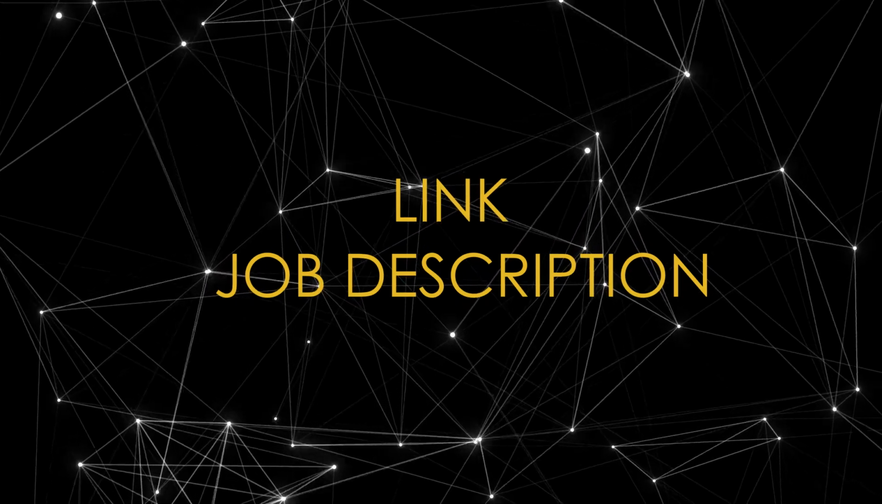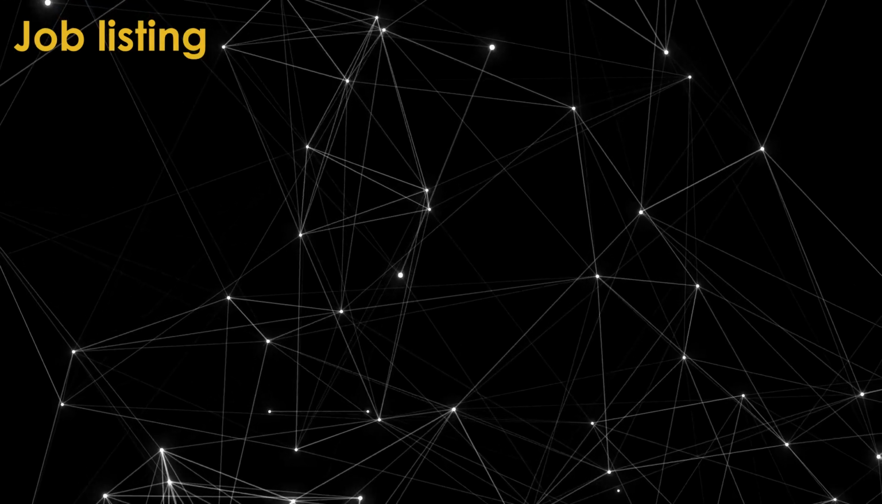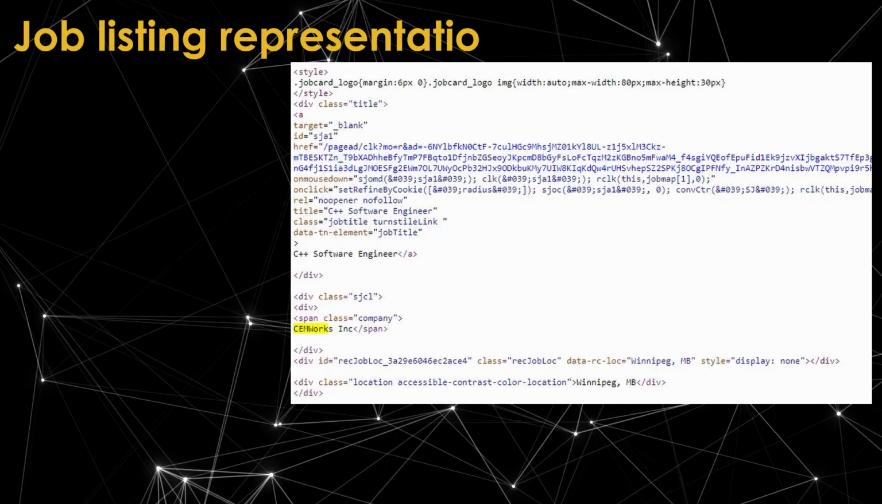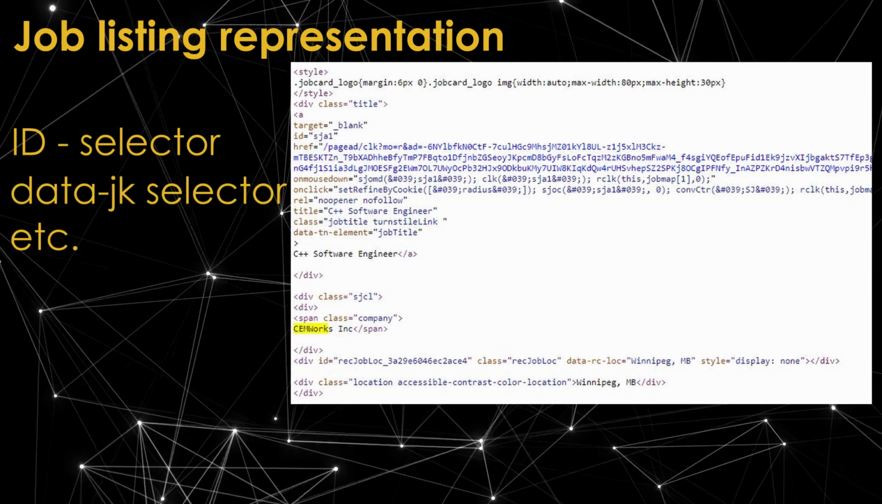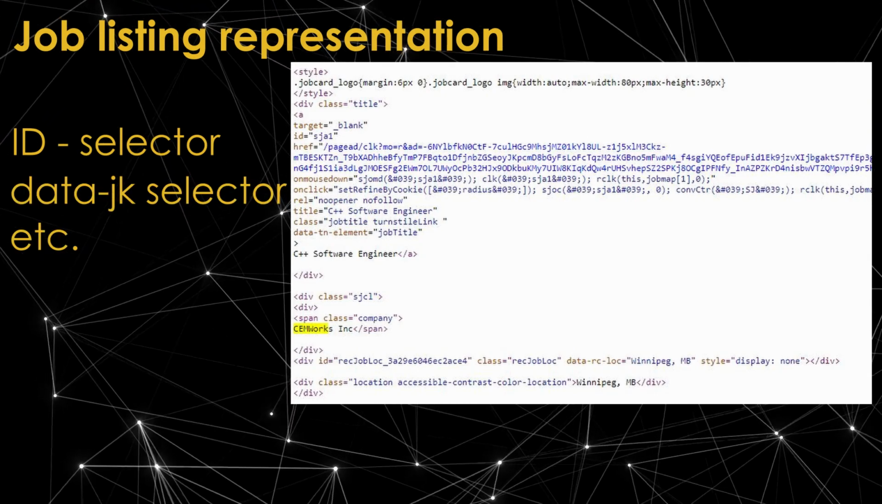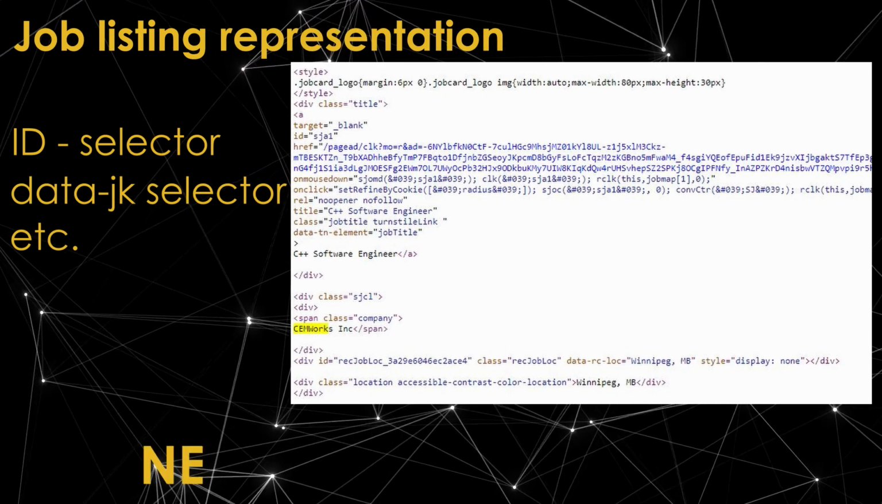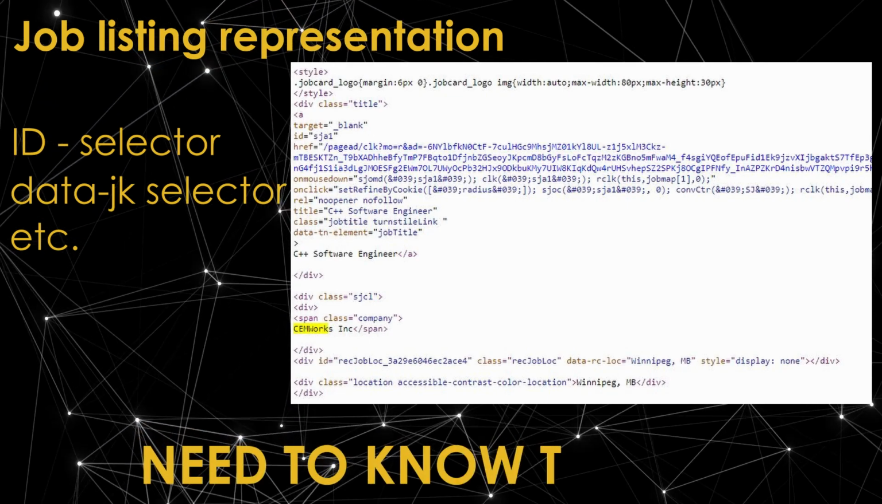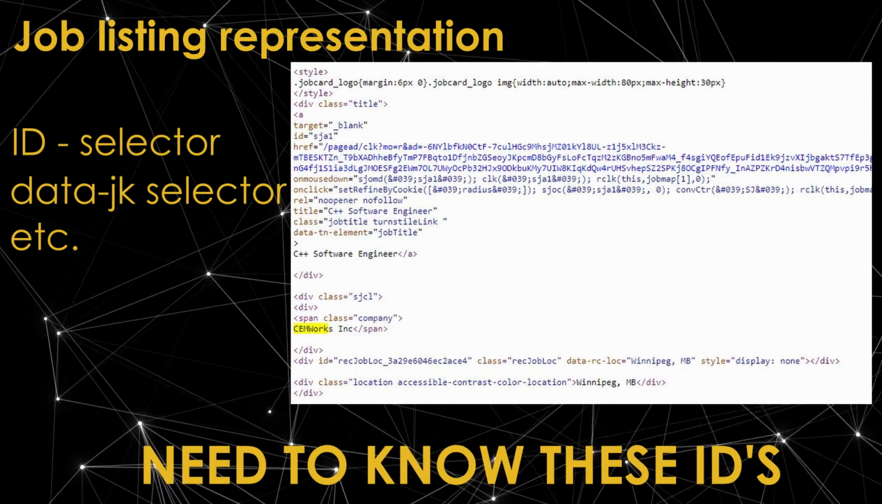First, I need a way to click on each job listing. What I realized from the HTML code is that each job listing has its own special ID selector, data JK selector, and other CSS selectors like that. This means that if I would like to click on each job listing, I would need to know what all this data is before I can tell Selenium to search for the particular ID and then click on it.